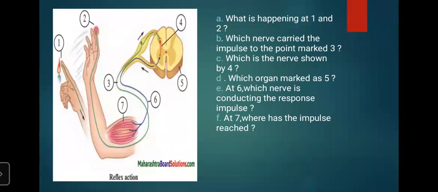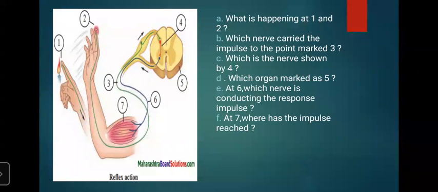Then which nerve carried the impulse to the point marked 3? In which direction is it conducting the impulse? These are the sensory neurons which conduct the impulse over there. And the third question is, which is the nerve shown by fourth? It is relay neuron.